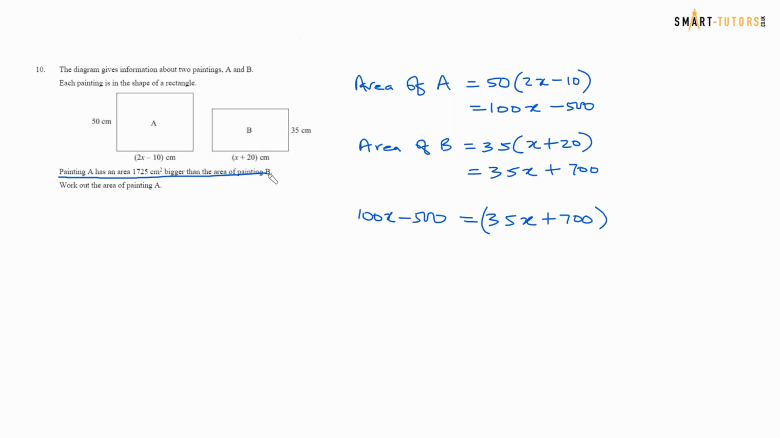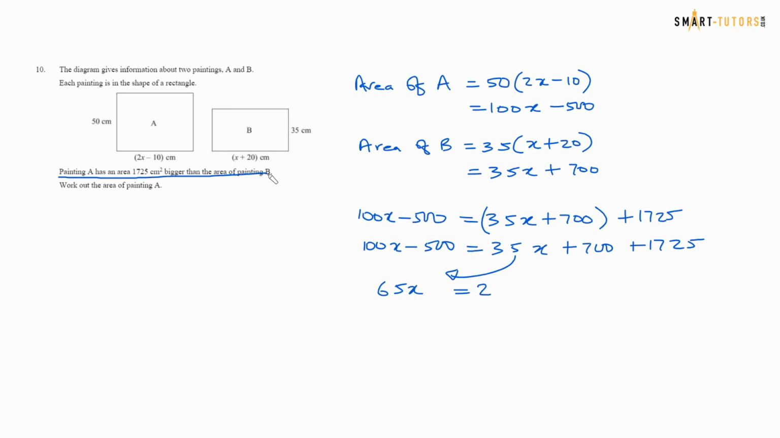So area A has an area 1725 bigger than the area of B, so you need to add the 1725 to the B. So now what we want to do is simplify the equation. 100x minus 500 equals 35x plus 700 plus 1725. So 35x coming to the other side is going to be 65x, and 500 going to the other side is 1200.